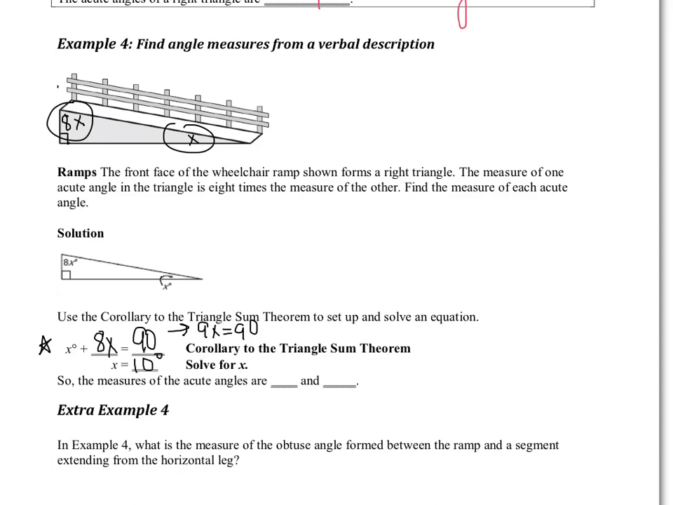So the measures, let me change my color so you can see a little better. So the measures of the acute angles are, well, one is x, so that's 10 degrees. And the other one is 8 times x, so 8 times 10, that's going to be 80 degrees. And 10 plus 80, yep, that adds up to 90 just like it should.